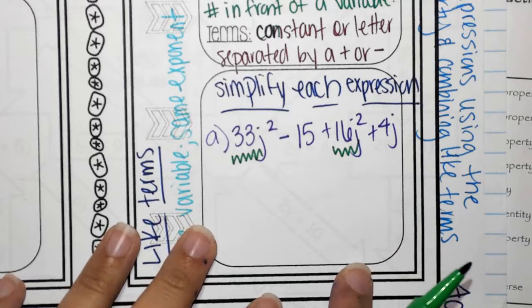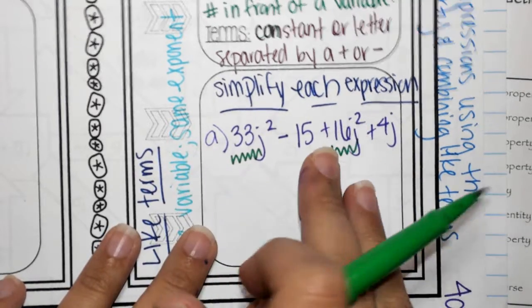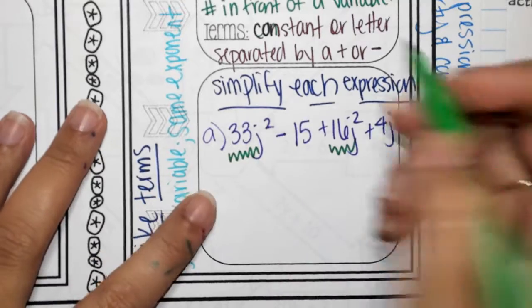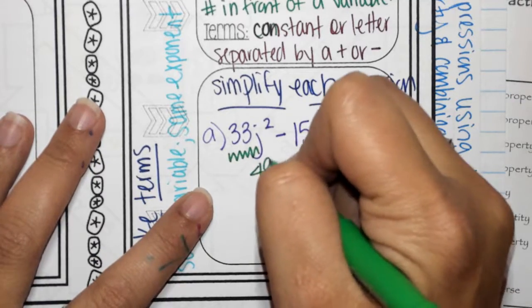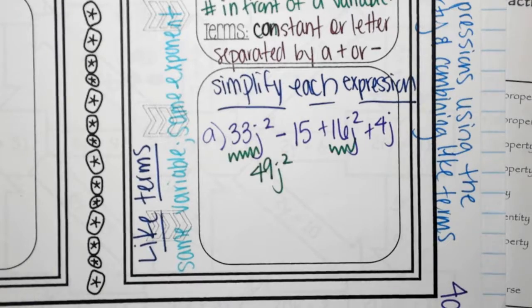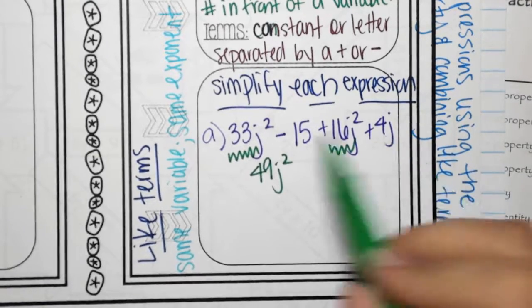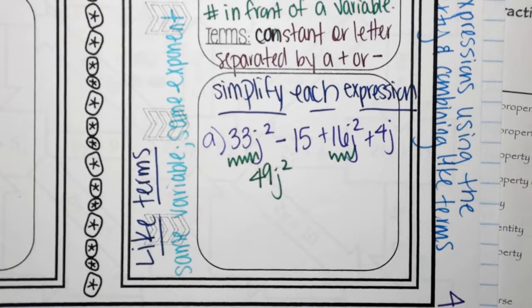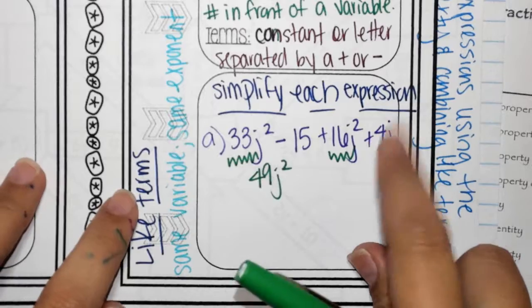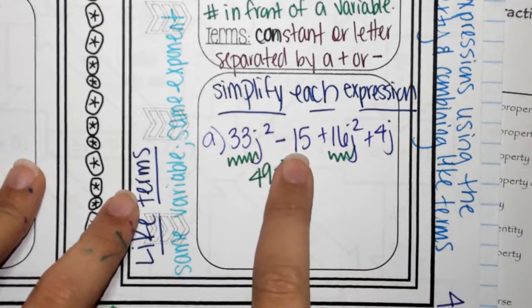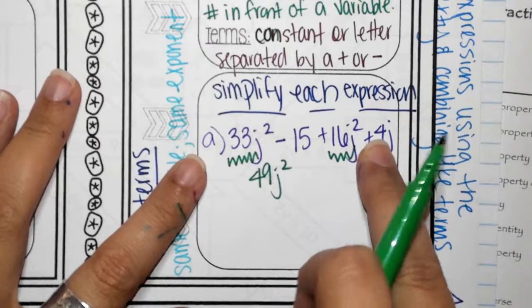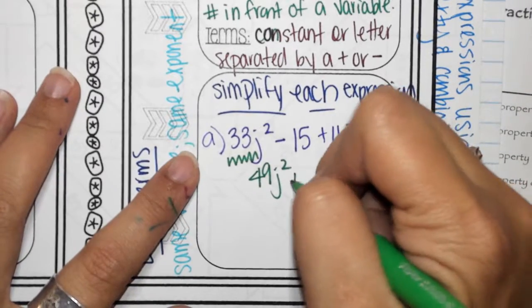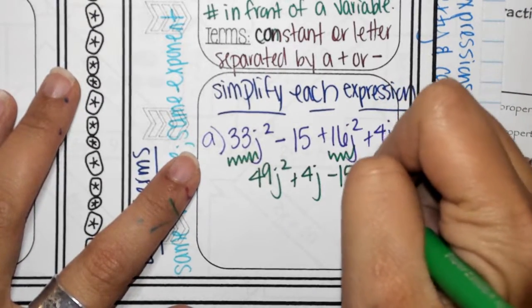Okay. Now we do 33j squared plus 16j squared, and you get 49j squared. Now, do you think that the 4j should go next or the 15? The 4j. Why? Because you go in order from greatest exponent to your constant. So the constant is always going to be the last thing. Which one is our constant? 4j or negative 15? Negative 15, so it goes last. Do we have anything to combine the 4j with? No. So we write plus 4j minus 15. Boom, you're done.